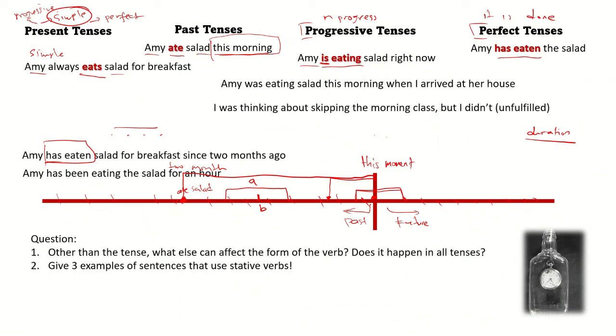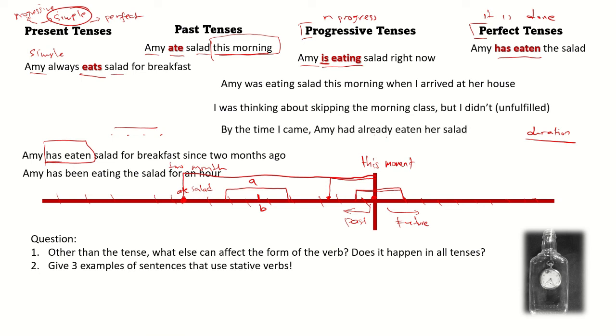So it means that Amy has been eating the salad for an hour. She has been spending 1 hour just to eat the salad. It doesn't matter at what time she started and when she will be finished. She will finish the salad because the speaker only wants the listener to understand how long she eats the salad. So that's the function of the perfect tenses.